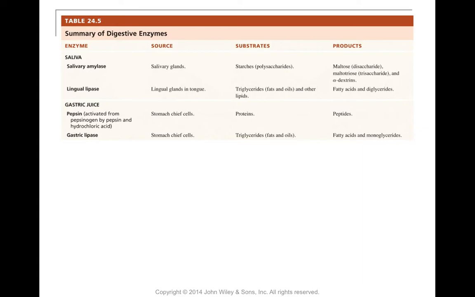Some of the enzymes that we have discussed through this project is the saliva.